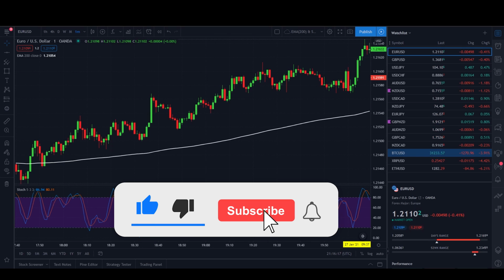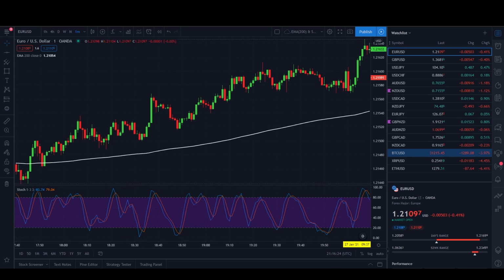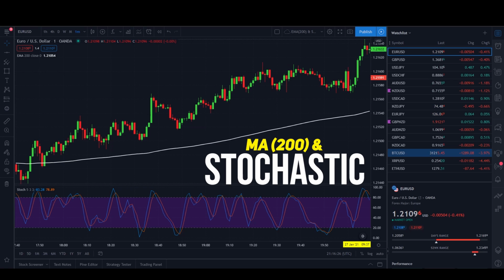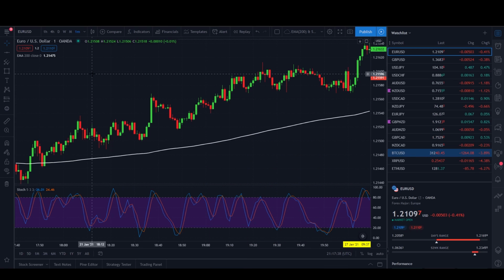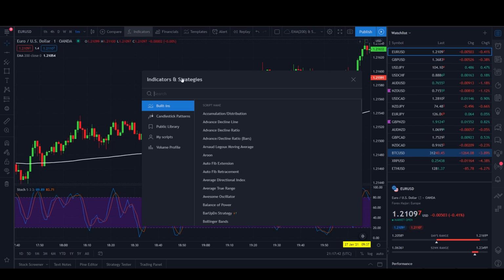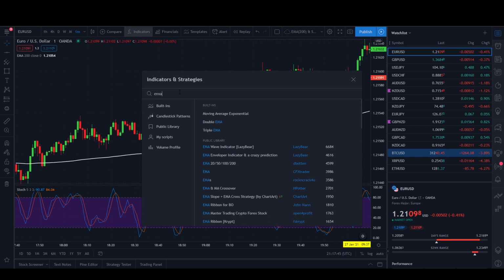And for this strategy we will use 2 different indicators for our confirmations to enter a trade. So we will be using exponential moving average of 200 and we will use a stochastic. As you can see, mine's already on, but for you all you have to do is just go on indicators and type in EMA or exponential moving average, it doesn't matter, and it will be the first one. So just add it on.